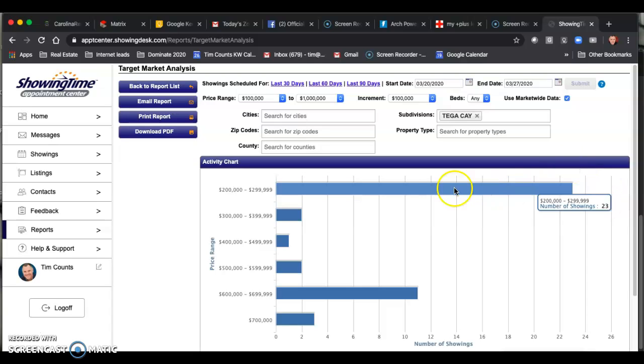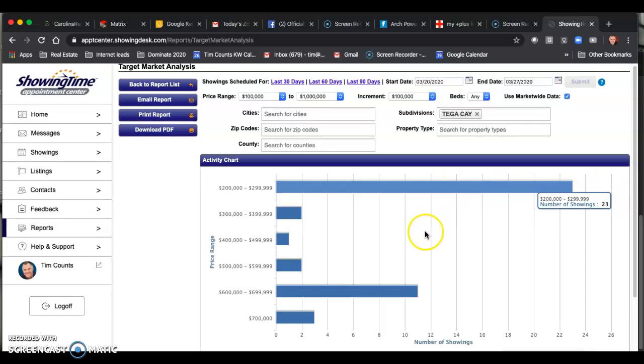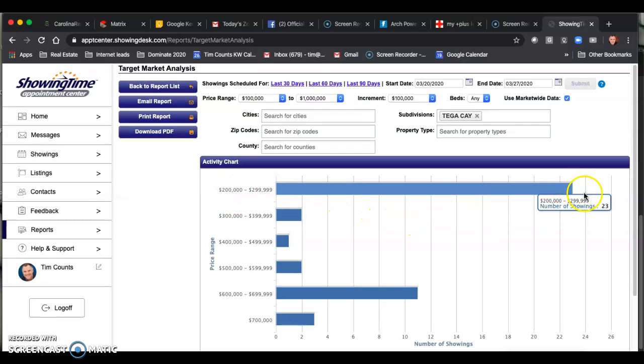Oh, were you aware that in the last 7 days in Tega K, 23 people looked at homes in your price range, the $200,000 to $299,000 price range? 23 people scheduled and went on showings in your neighborhood. You had 2 people come by. That's 21 people shopping for a home priced like yours in your neighborhood that didn't come to your house.